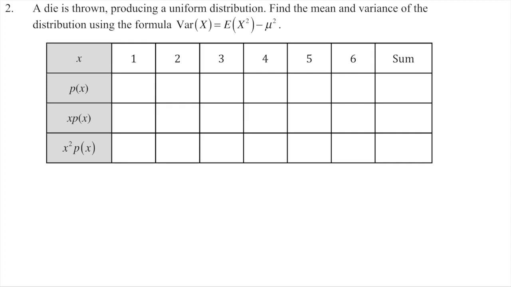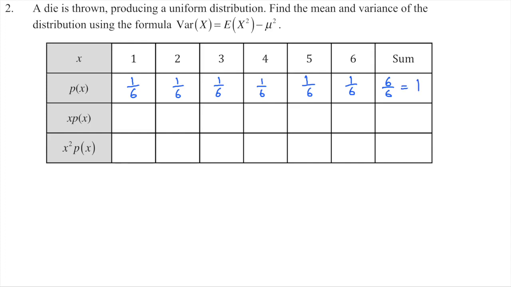A die is thrown producing a uniform distribution. That means it has an equal chance of everything happening. Let's go through that again. You're going to get 1 chance in 6 of getting each of the numbers. So that's why it's uniform, because they're all the same. That adds up to 6 out of 6, or 1.